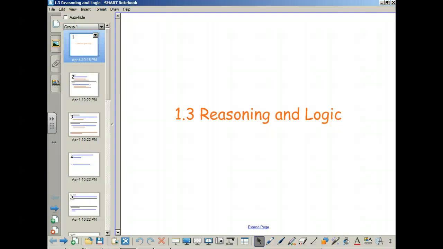All right, so today we're going to take a look at reasoning and logic, and again, some of these pieces are going to be familiar ideas to you, and others of them might not.